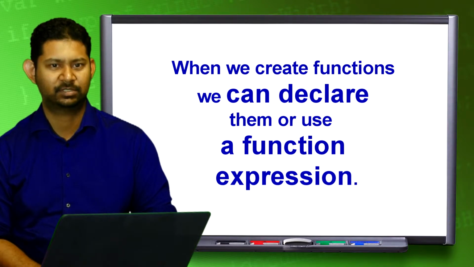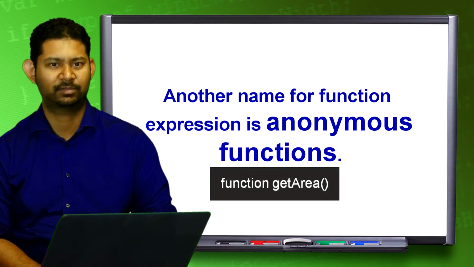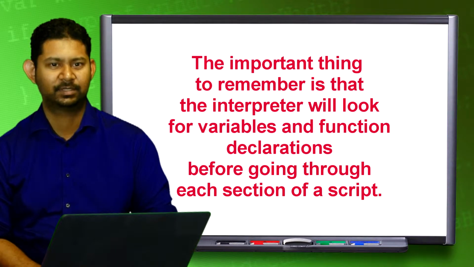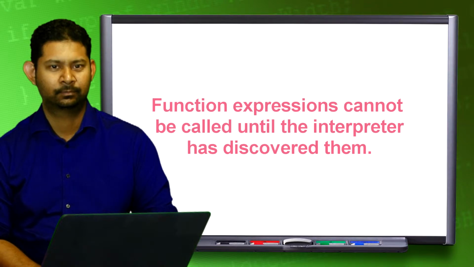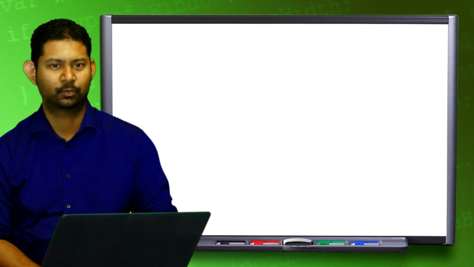When we create functions, we can declare them or use a function expression. Another name for function expression is anonymous functions. The important thing to remember is that the interpreter will look for variables and function declarations before going through each section of a script, which means the function can be called before it is declared. Function expressions cannot be called until the interpreter has discovered them. With that, let's start.